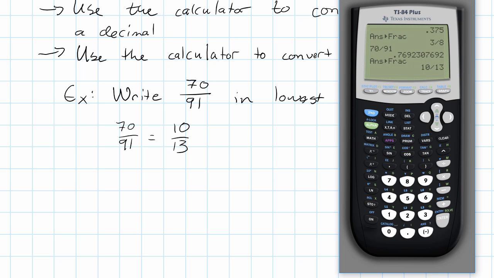Now we don't have to actually hit enter in the middle of that. We can say parentheses 70 over 91, close parentheses, math 2 frac, enter. And we can simplify that fraction as much as possible in just one go.